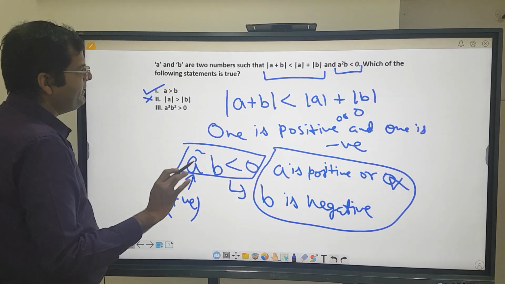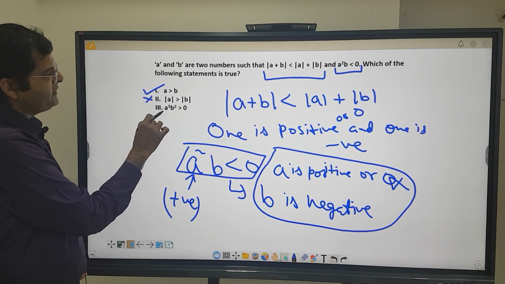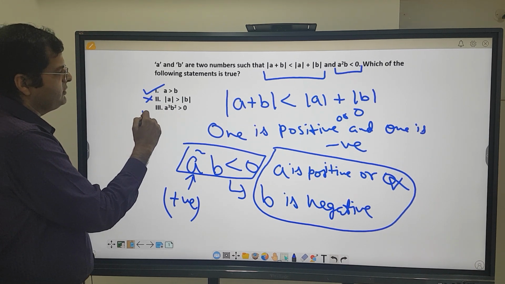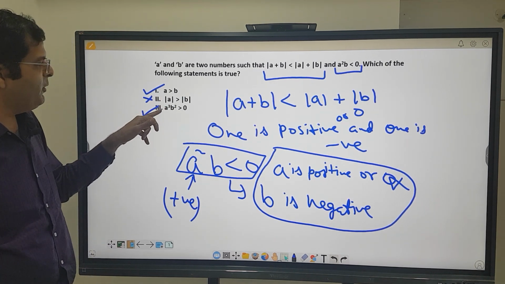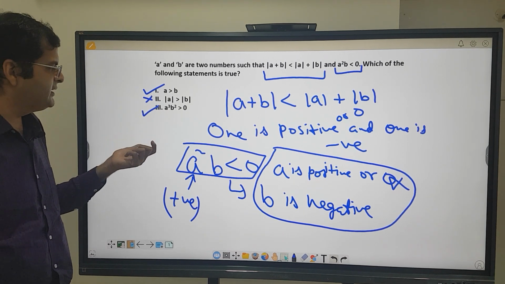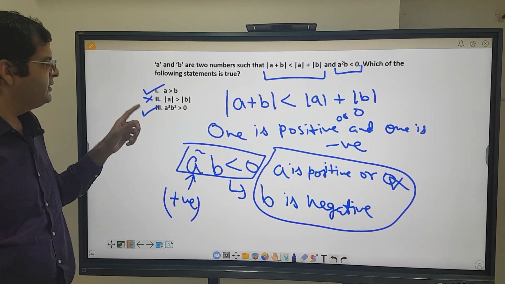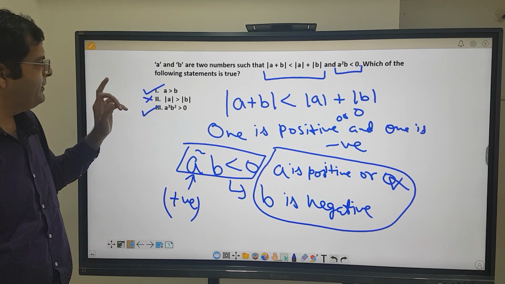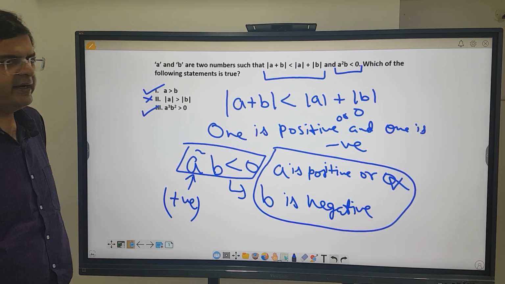That means a is positive and b is negative for sure. So if a is positive and b is negative, this a cube times b square will always be greater than 0. So this is also correct, because this is a positive cube and this is a negative square. A positive cube is positive, and a negative square is also positive. So this becomes positive times positive, which will be greater than 0. So statement 1 and statement 3 are correct here. Alright.